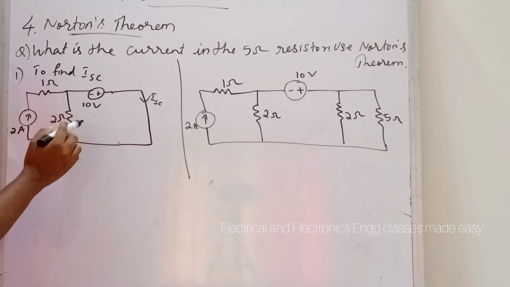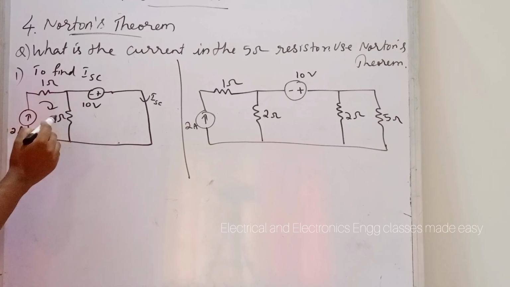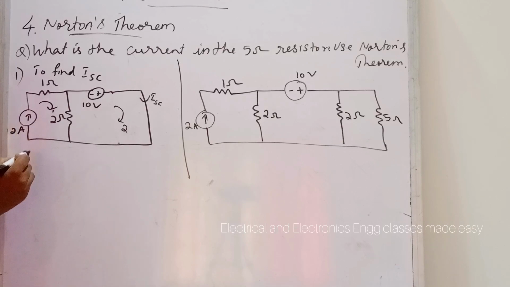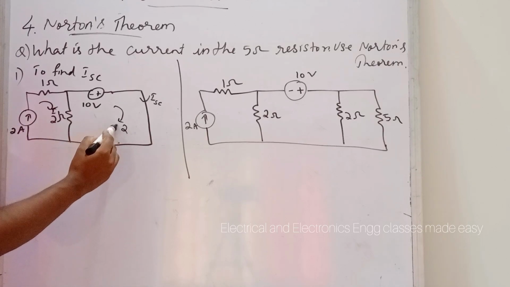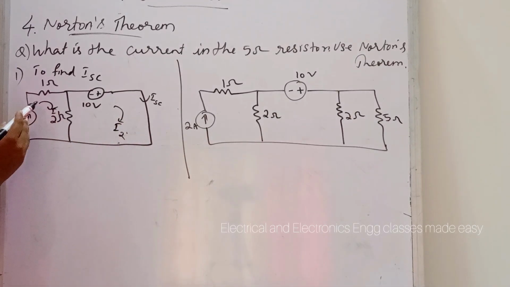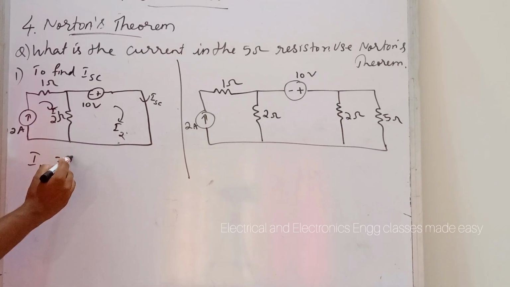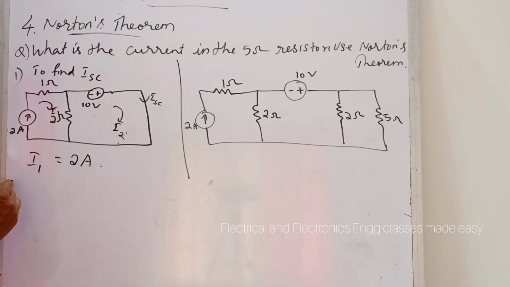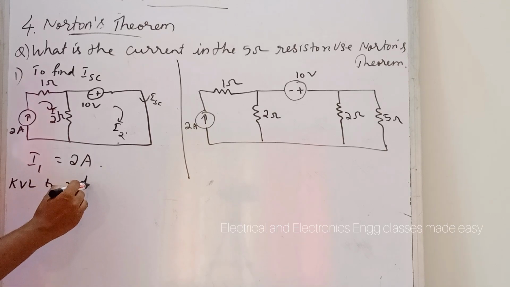For that, here there are two loops. This is the first loop and this is the second loop. Let I1 be the current in the first loop, I2 be the current in the second loop. So from the first loop, current I1 is equal to, this is 2 ampere current source. So I1 is equal to 2 ampere. Then from the second loop, let us apply KVL, that is Kirchhoff's voltage law, to the second loop.